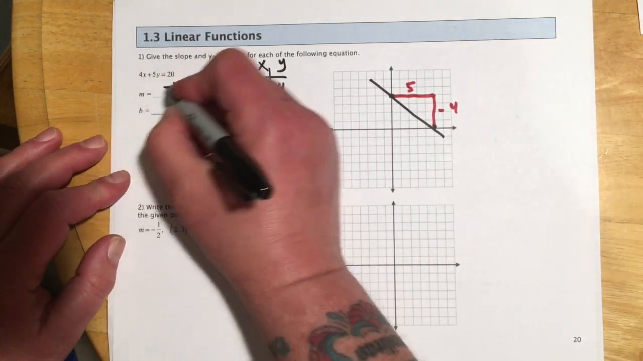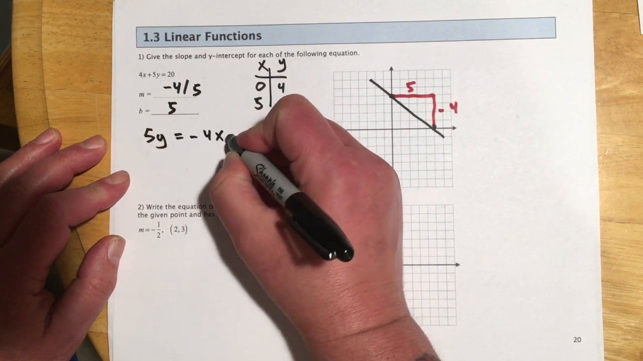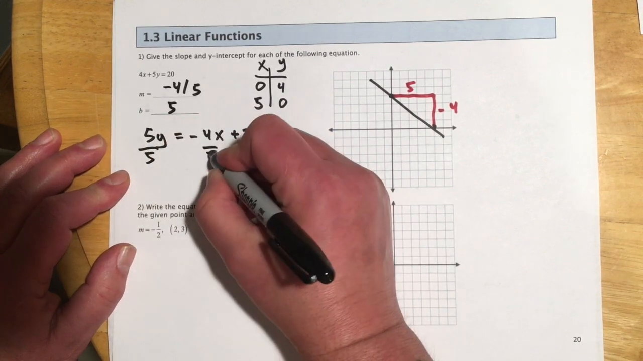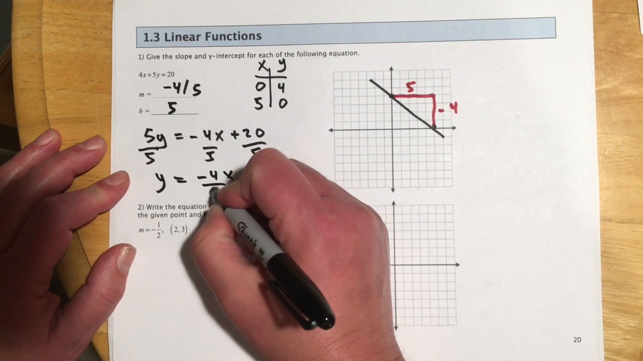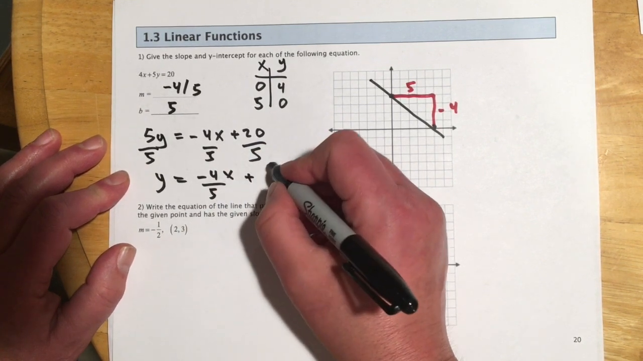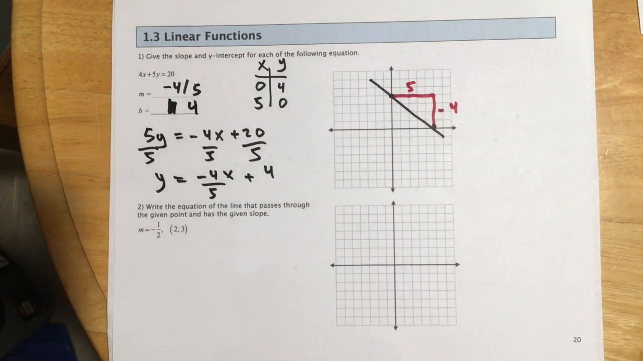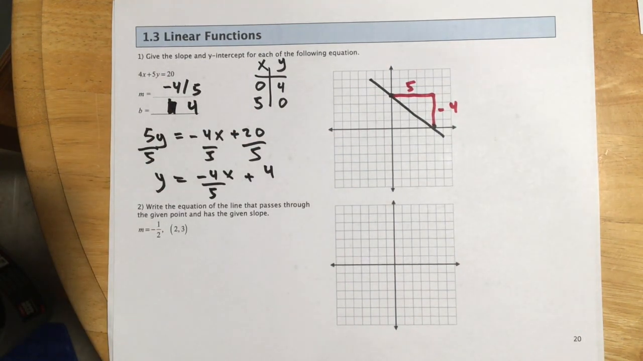The other way I could do it is to bring the 4x over, and then 5y equals negative 4x plus 20, and then divide out the 5 everywhere. And y equals negative 4/5 x plus 4. Oops, see, I wrote down the wrong one up here. That should be a 4. So either way, we could do that.